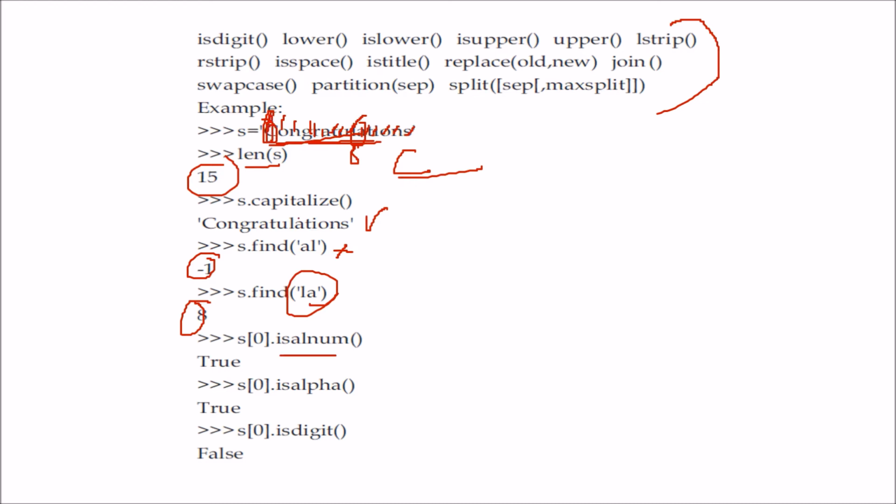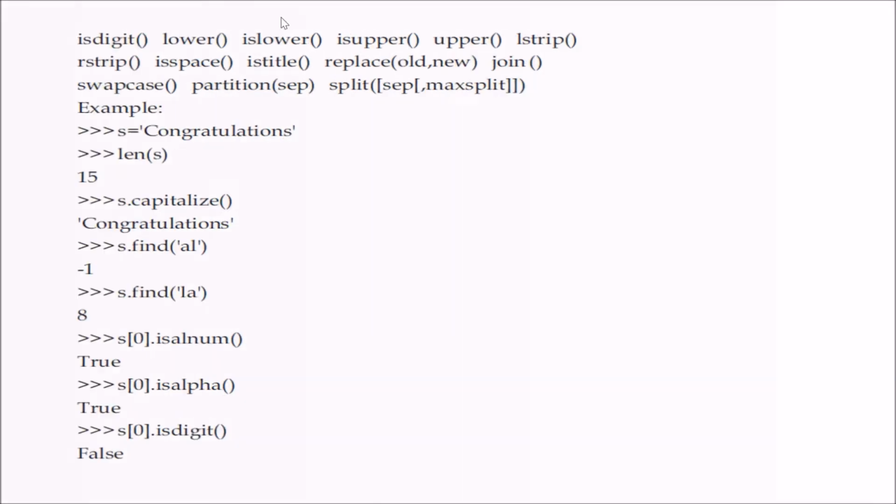Yes, C is alphanumeric, so true will come. S0 is alpha: yes, the alphabet is there, C. And S0 is digit: C is not a digit, so it will give you false.